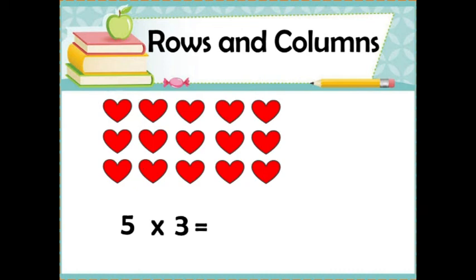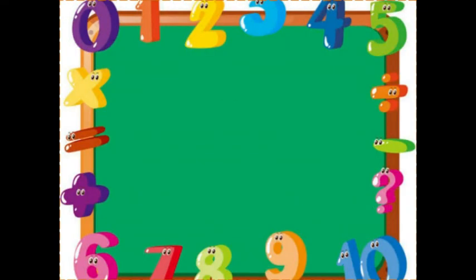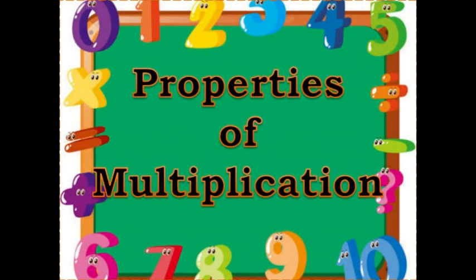So 5 times 3, for us to get the answer in here, all we have to do is count all the objects in the illustration. So 5 times 3, the answer is 15. So that is how the concept of multiplication works. So now let's move on to the properties of multiplication.